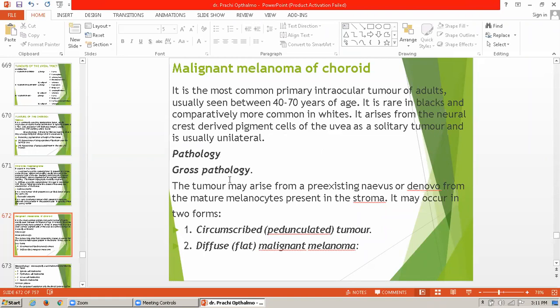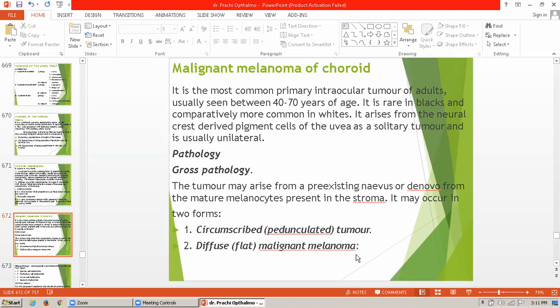Then its pathology. So the gross pathology shows that the tumor may arise from a pre-existing nevus or de novo from the mature melanocytes present in the stroma, and it may occur in two forms. In that, first one is a circumscribed, that is pedunculated tumor, and diffuse, that is flat malignant melanoma.